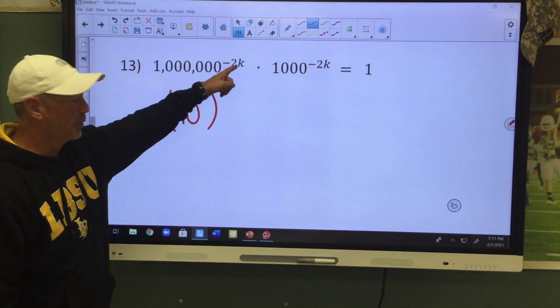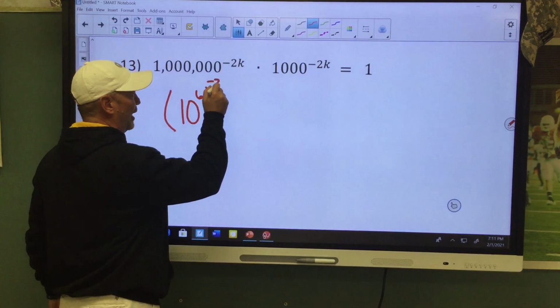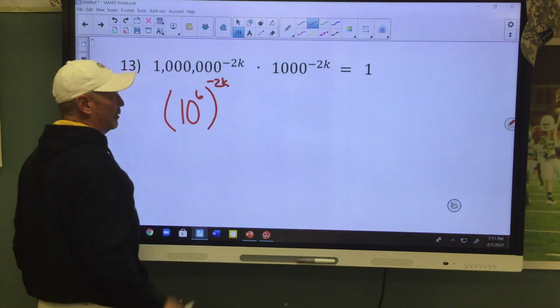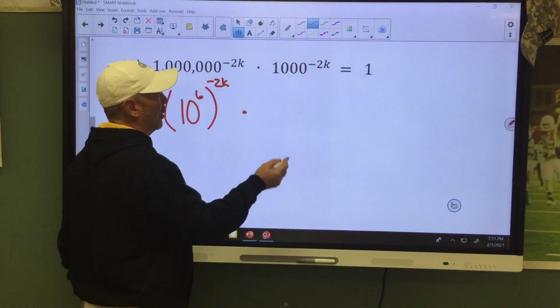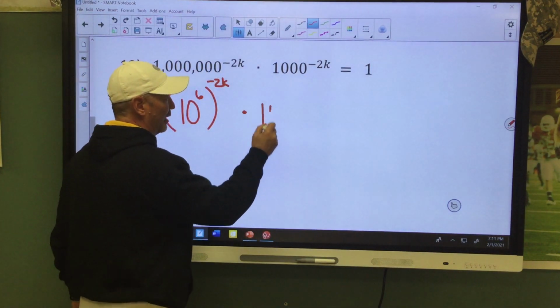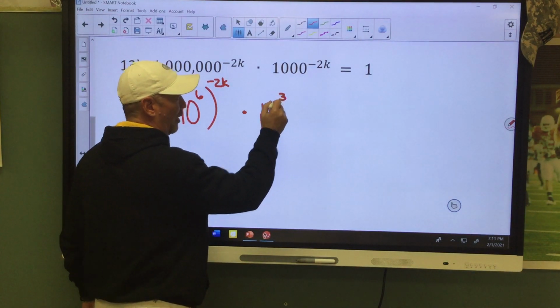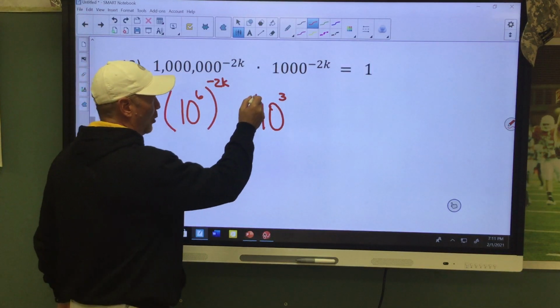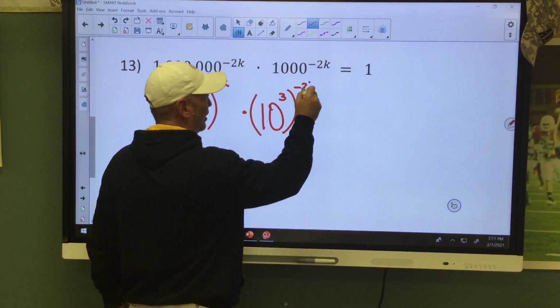But it has an exponent of negative 2k. So we have to raise this to the negative 2k. Times. We're going to write 1,000. We're going to change this to 10. And we have 1, 2, 3 zeros, so that's 10 to the third power. Raised to the negative 2k.